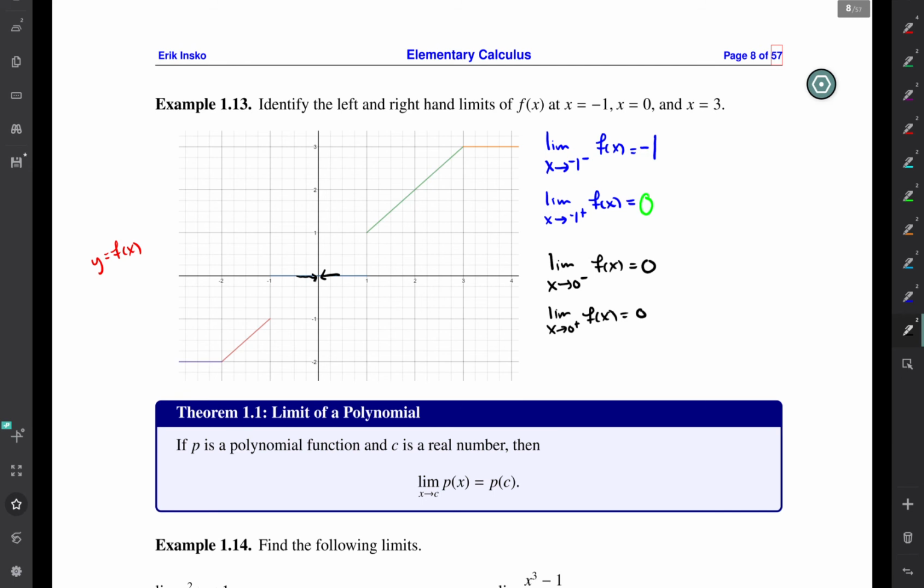Now finally, the limit as x approaches 3 from the left: here I'm looking at the values just to the left of 3, and the y value is approaching 3. And then if you want to figure out what the value of f of x is as x approaches 3 from the right, well, you just look at the values just to the right of 3. Here the function is also 3. It's a constant function, y equals 3. So in this case, the left-hand limit and the right-hand limit are equal.